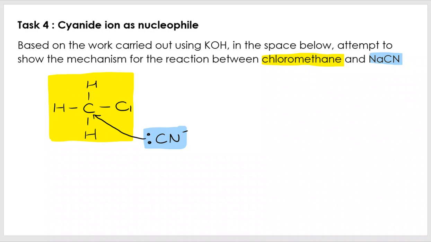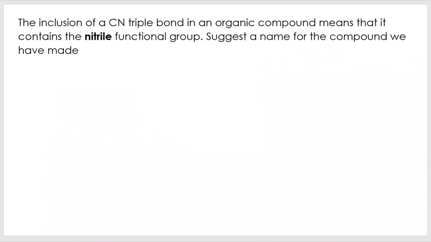And because that would mean 5 bonds around the carbon, that can't be sustained, so we need to lose something. And it is the halogen that goes, and we represent that with a curly arrow from the C-Cl bond going to the chlorine. Now that takes us to our product, and you can see here I've got my CH3, my CN has replaced the Cl, and I've got my Cl- ion. So now let's have a think about the name of the compound that you've just made, CH3CN.